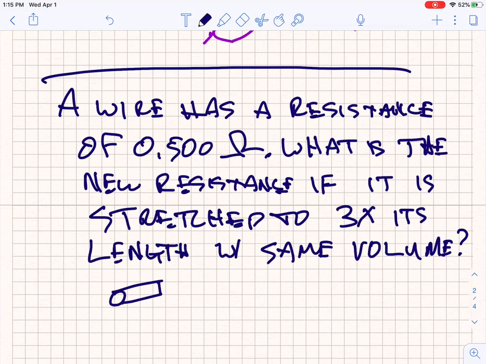And we're going to take that wire and stretch this thing out, and we're going to have the same volume. So that's going to be a key part of this. Now, you've got to figure, just without doing anything else, that if you're going to keep that same volume and increase that length, the only way that can happen is if you decrease that radius.